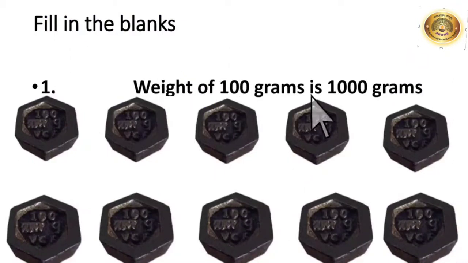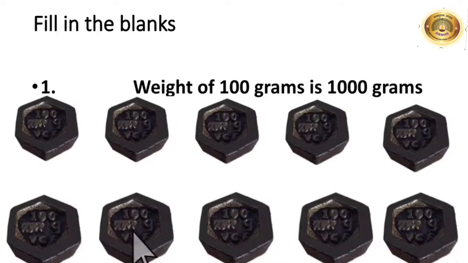Now let's do a fill in the blanks. Dash weights of 100 grams is 1000 grams. Now how many weights of 100 grams? So 1, 2, 3, 4 and 5. So these are 5 weights of 100 grams, which is 500.